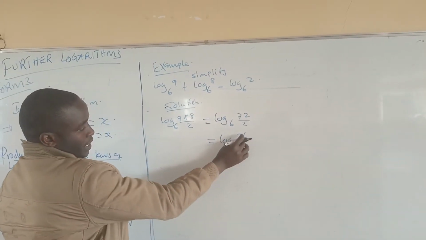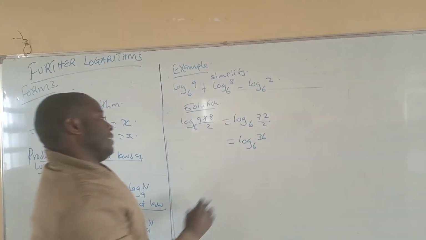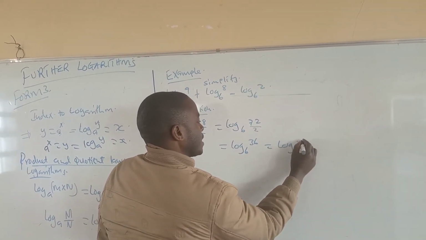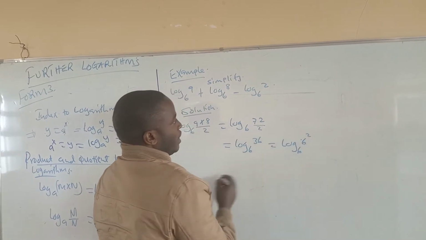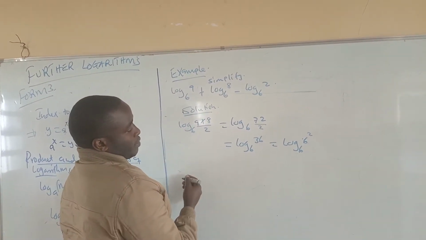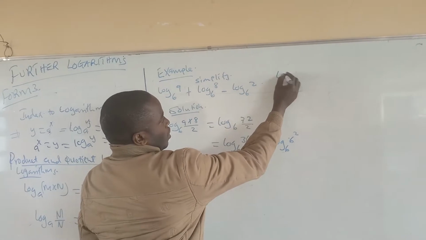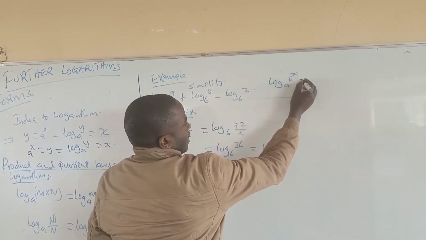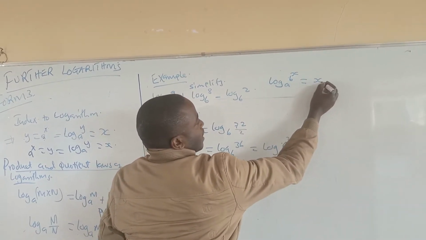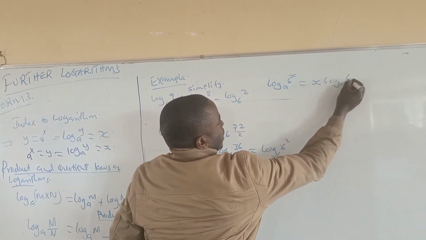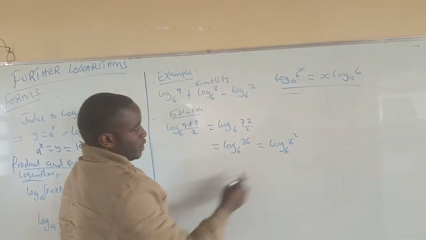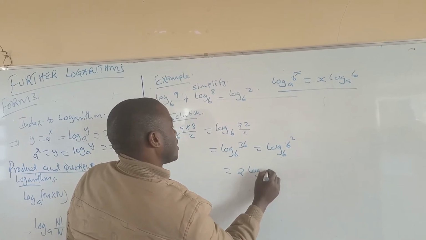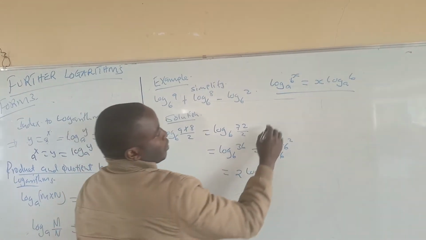And 36 we can express as 6 squared. We remember another law that we can use here, that is log a of b to the power of x is the same as x log a of b. If we use the same principle here, this will be equal to 2 log 6 of 6.